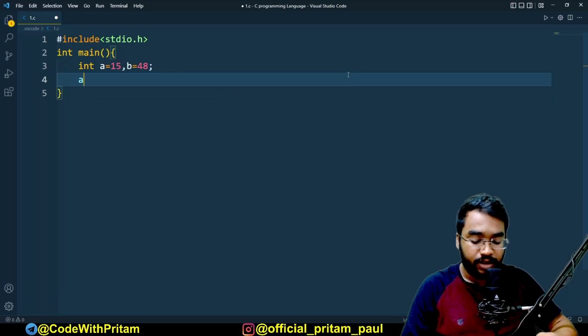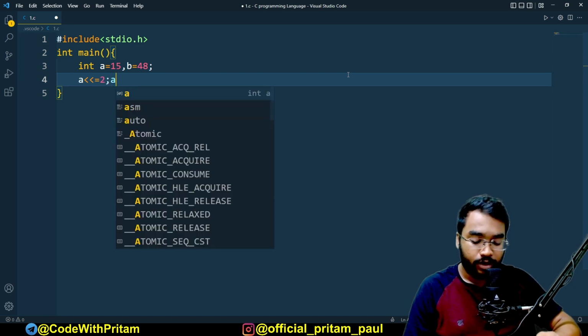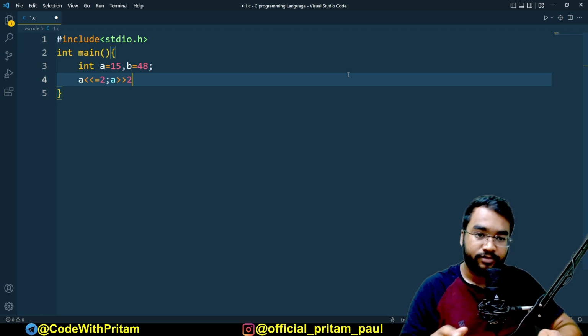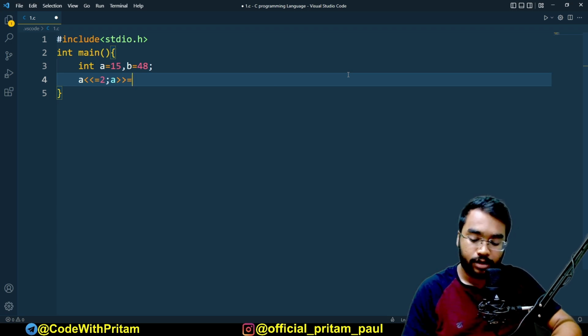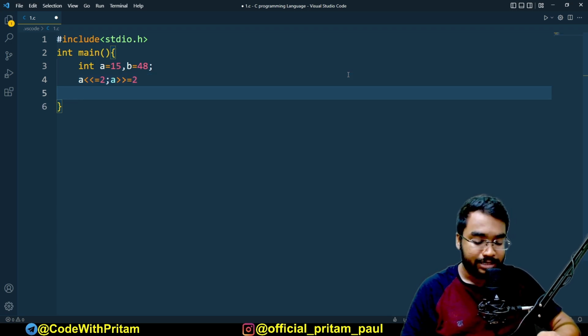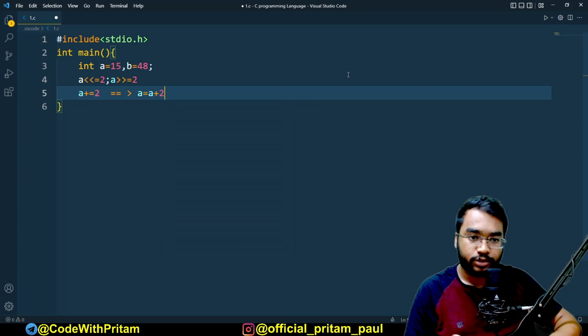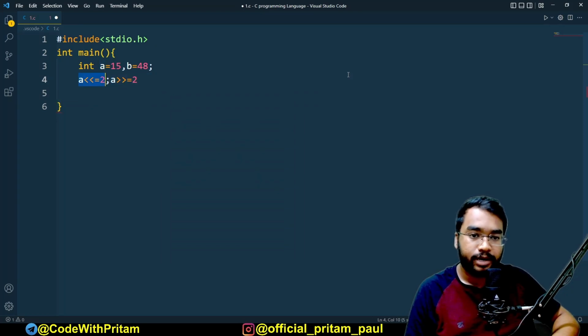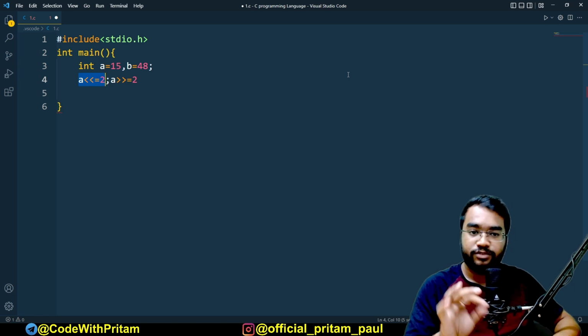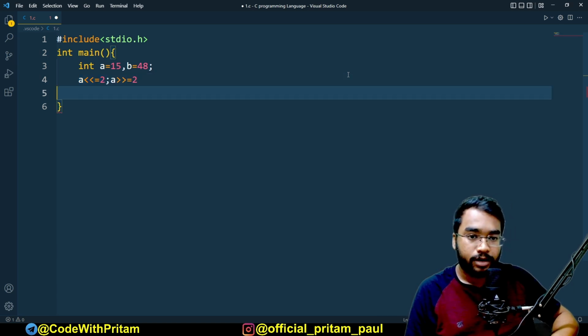When you use the shift operators with the assignment operator, you can write like this also: a left shift equal to 2, a right shift equal to 2. We can write like this also. It's like a plus equal to 2. What is it? It means a equal to a plus 2, isn't it? So when we write a left shift equal to 2, it means a equal to a left shift 2, correct?